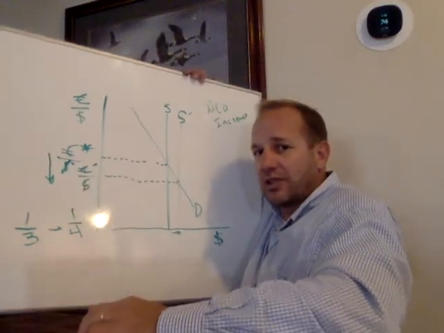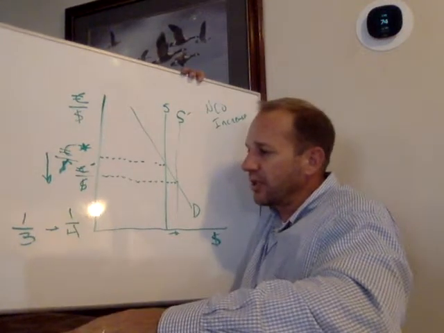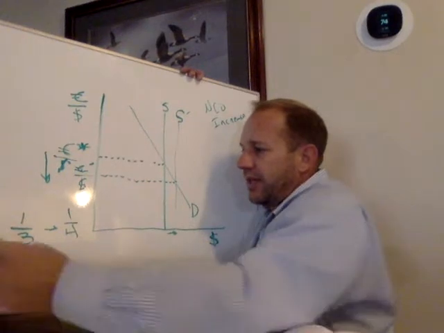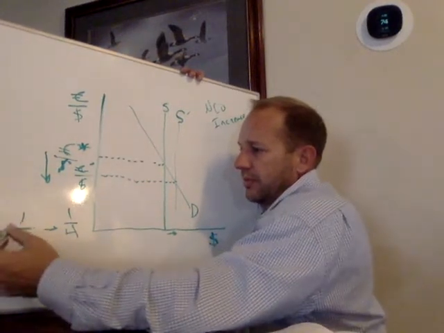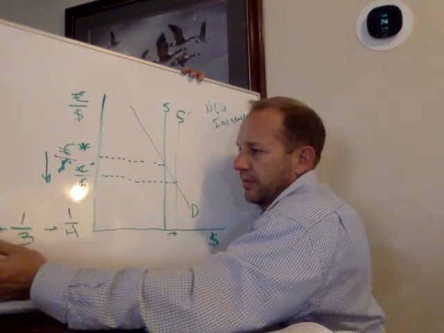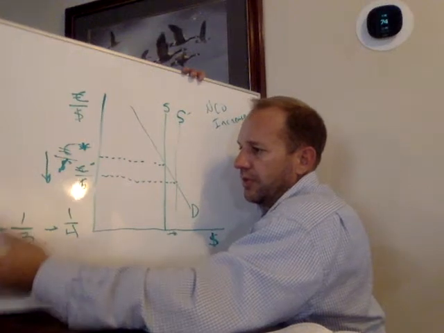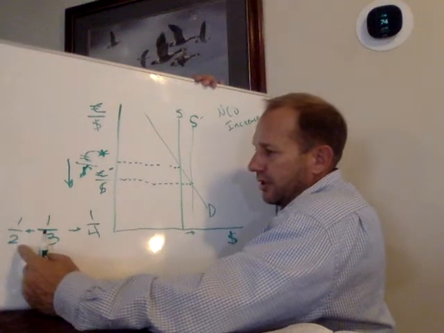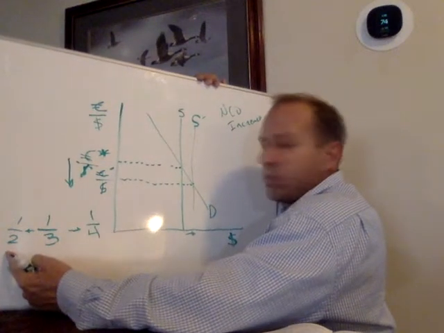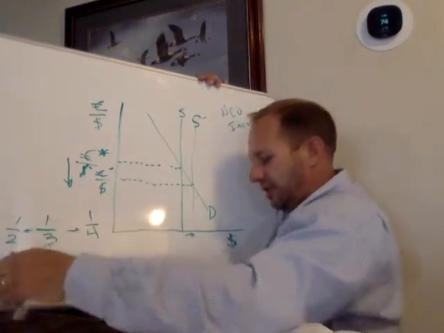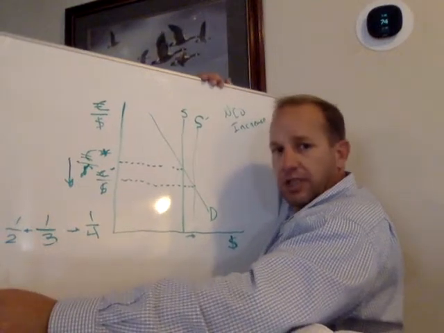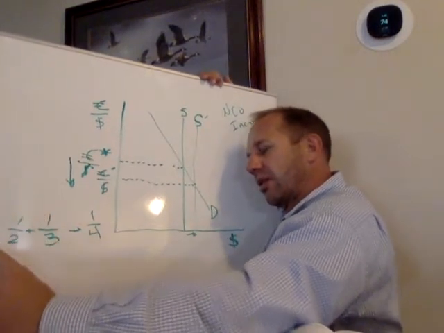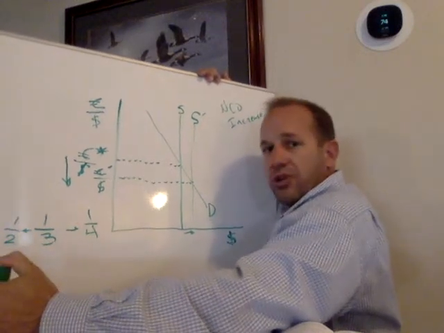I hope my little stutter step didn't mess anyone up there. This was 1/3. If I decrease the bottom to a 2, but I keep the same on the top, now it's called 1/2. I decreased the bottom. What did I do to the whole thing? I made it bigger. Again, when you decrease the bottom of the fraction, keeping the top the same, you make its quotient a bigger thing.